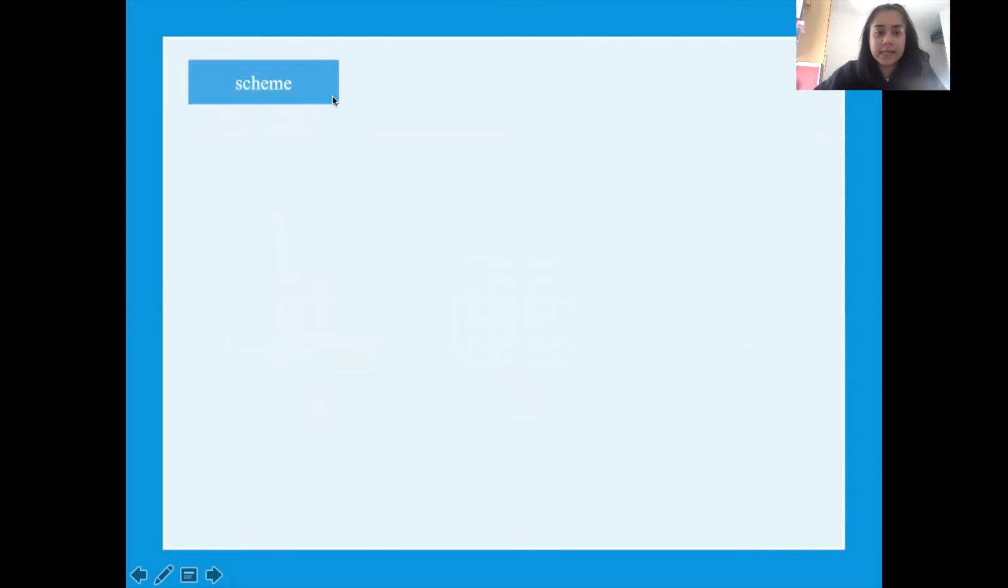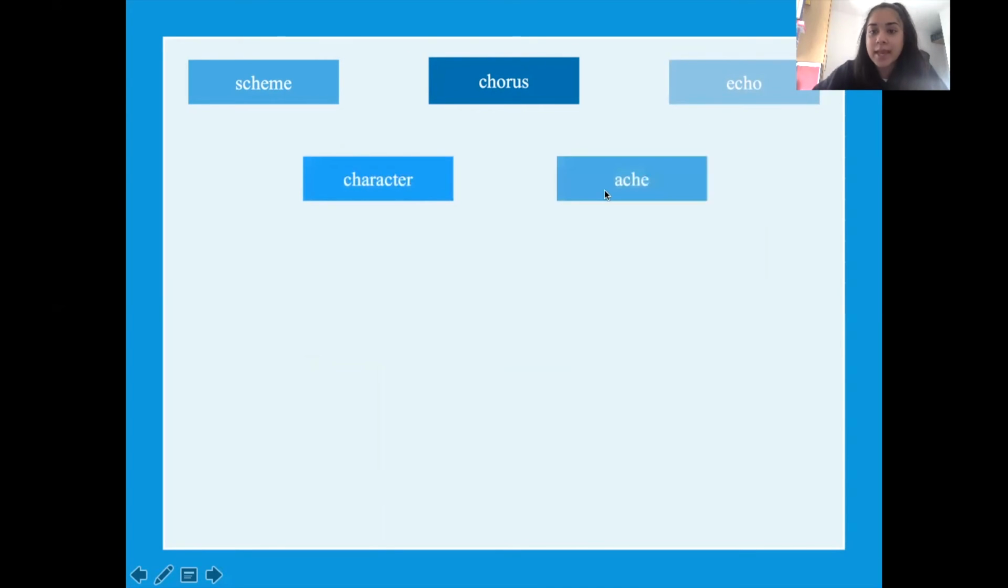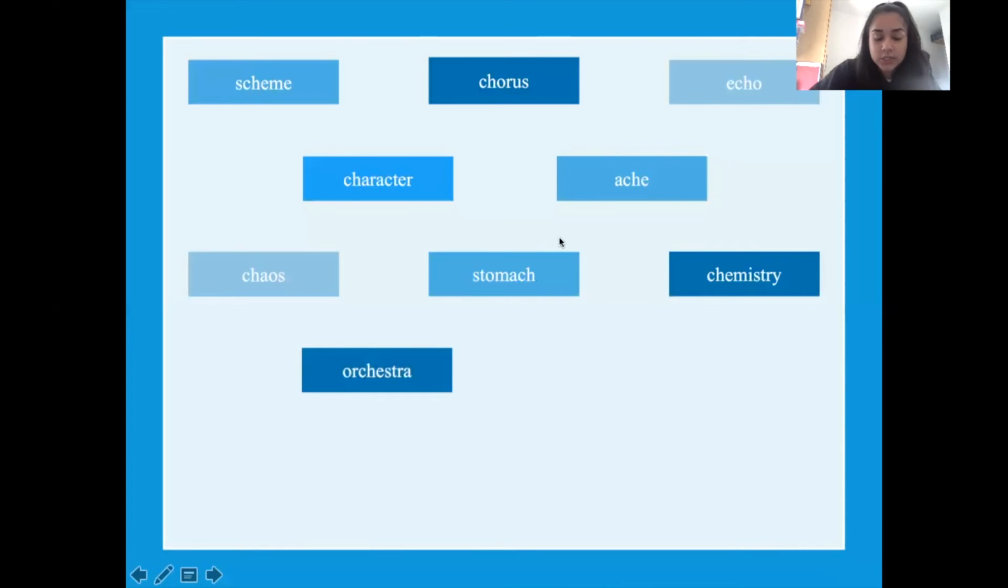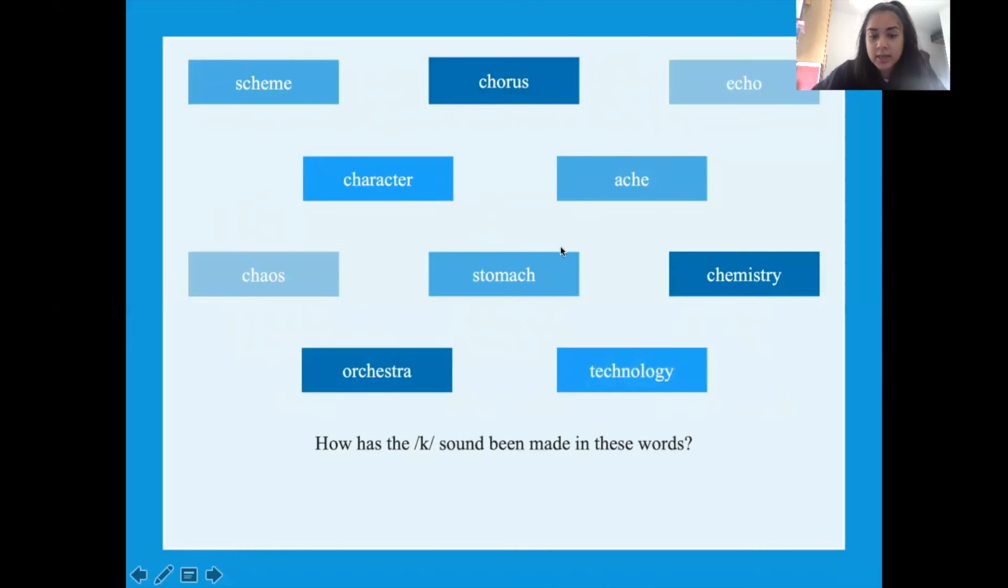So we've got scheme, chorus, echo, character, ache, chaos, stomach, chemistry, orchestra, technology. How is the K sound been made in these words? Pause the screen and have a think. Brilliant, well done if you said CH. In each of these words, they have a CH, and each time you read those letters together, they, in these cases, make a K sound.